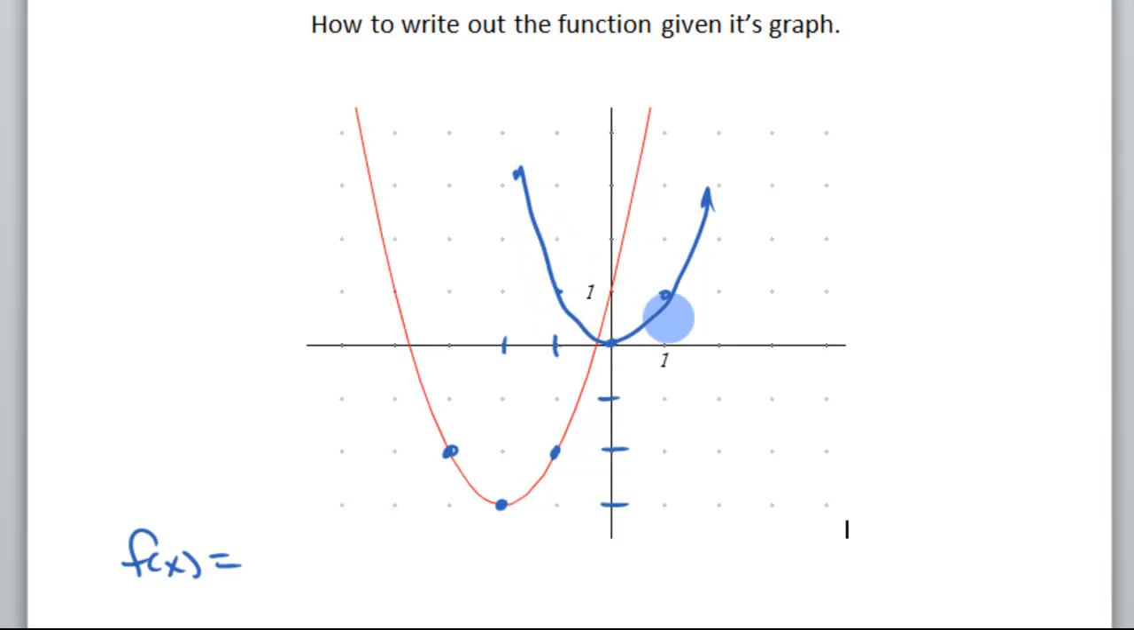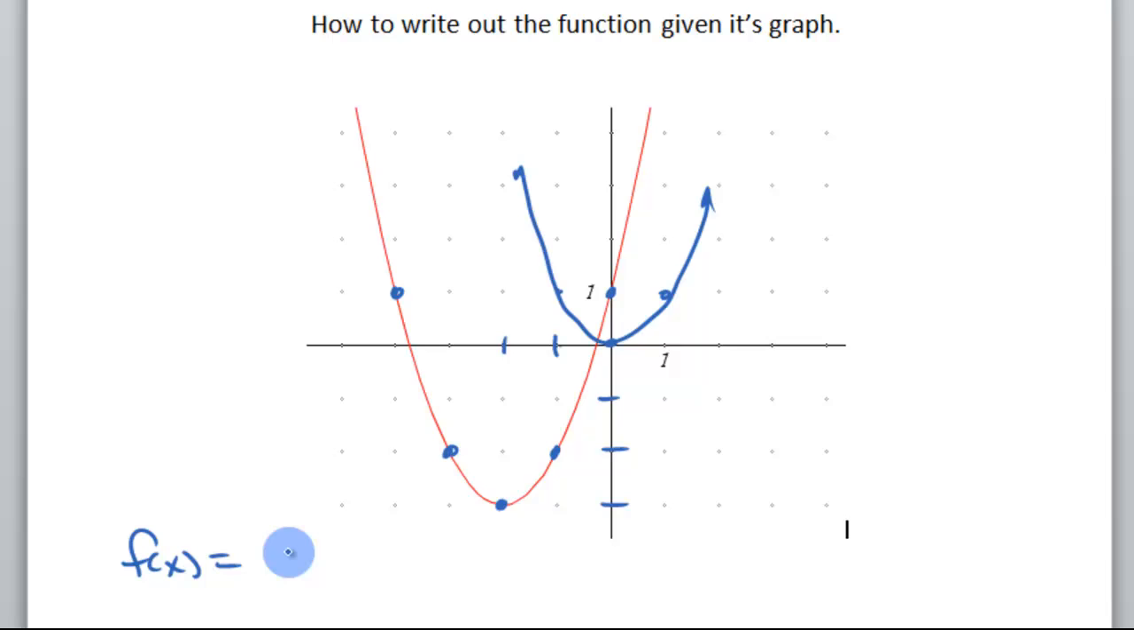And then go through (2, 4). Well, let's see, does it go 1 and 1? Now if I went over 1 and 1 and then over 2, it should be up 4, right? Because (2, 4) is 1, so go to the left 2. 1, 2, 3, 4. Yep. So this is a regular parabola that's just been shifted to the left 2 and down.